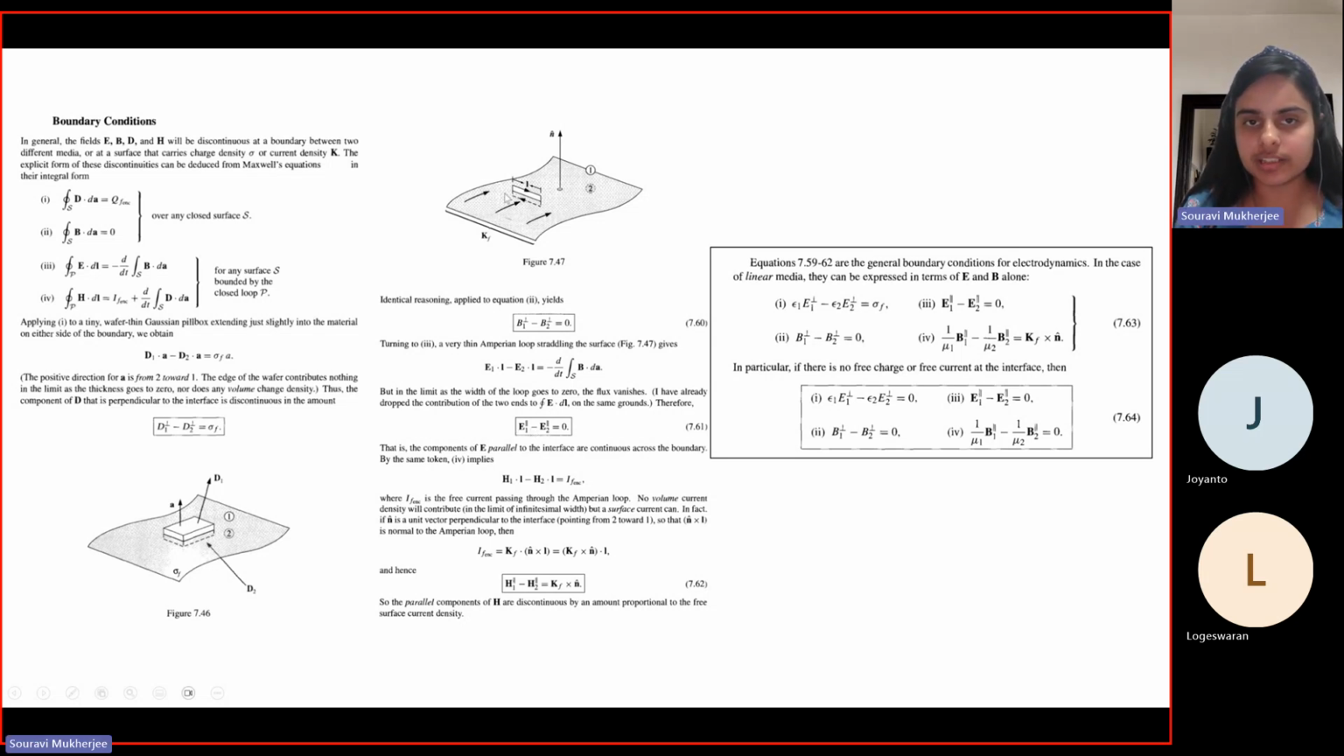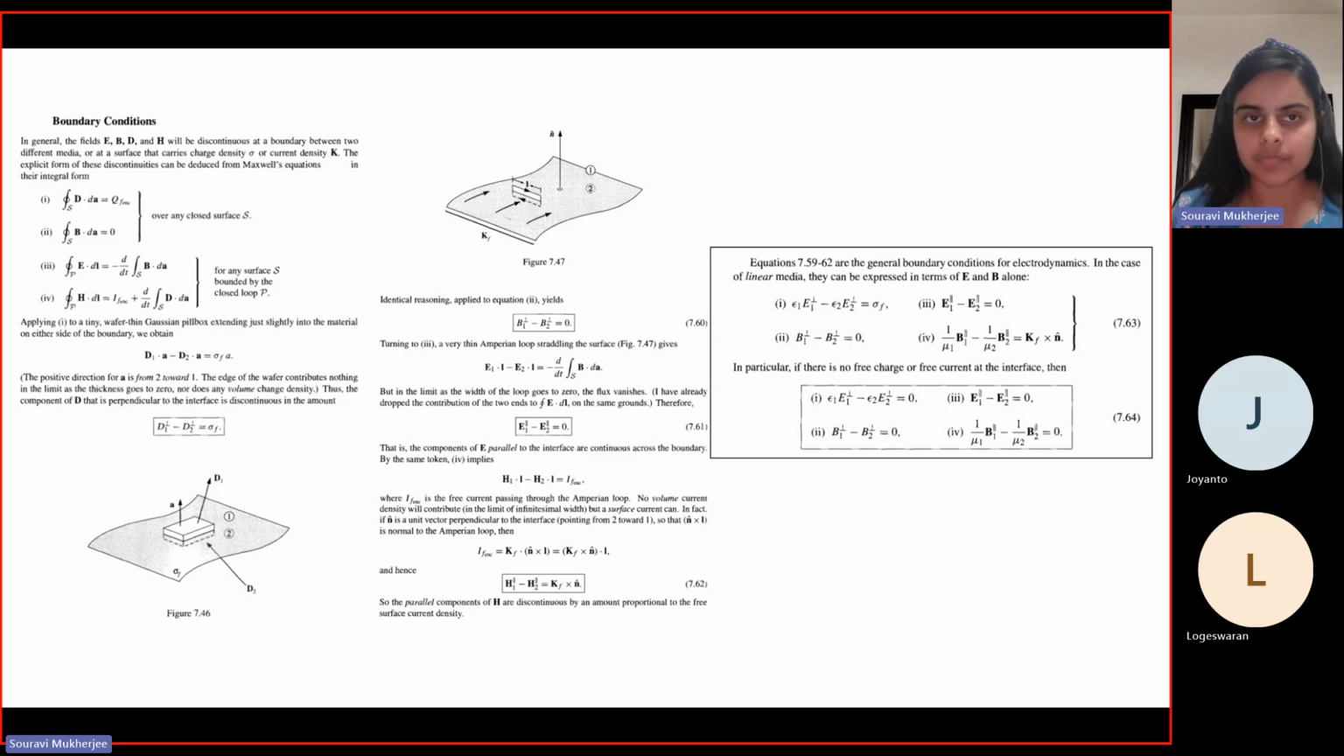Again, from the third Maxwell equation, we could get to this expression. So here you can consider a line integral, okay? And that would result in this relation, which says that the parallel components to the interface are continuous across the boundary. And from the fourth Maxwell's relation, we can get to this expression, which relates how the magnetic field intensity is related to the surface current density, okay?